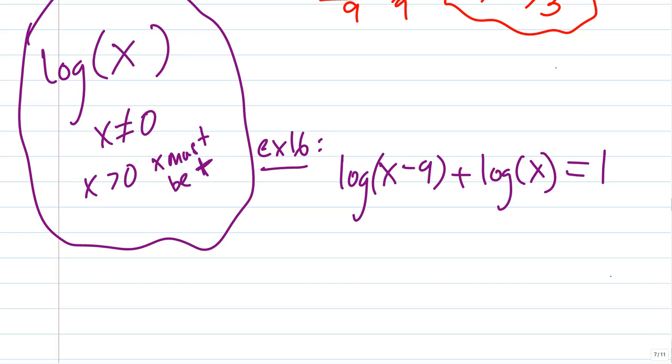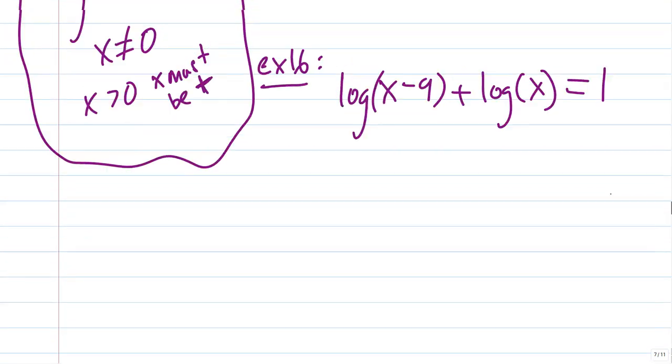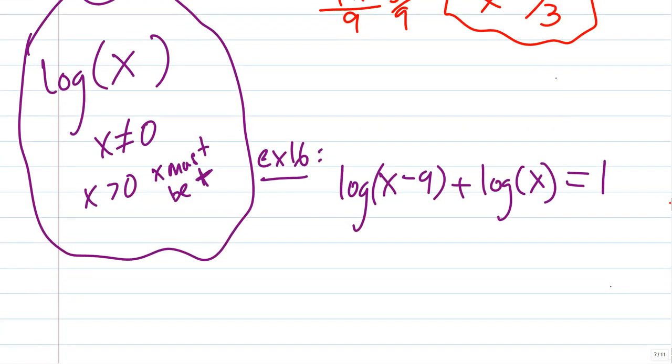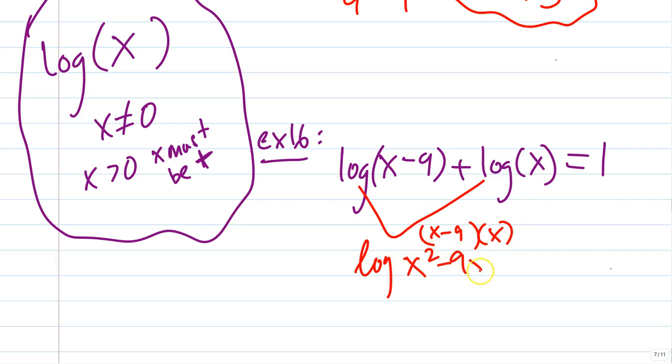So when we look at this last example, once again I have two logs and they are being added. So we can condense them together and addition turns into multiplication. I end up with x minus 9 times x, or x squared minus 9x. They multiply together. Subtracting turned into division, addition turns into multiplying. So log of x squared minus 9x now equals 1.